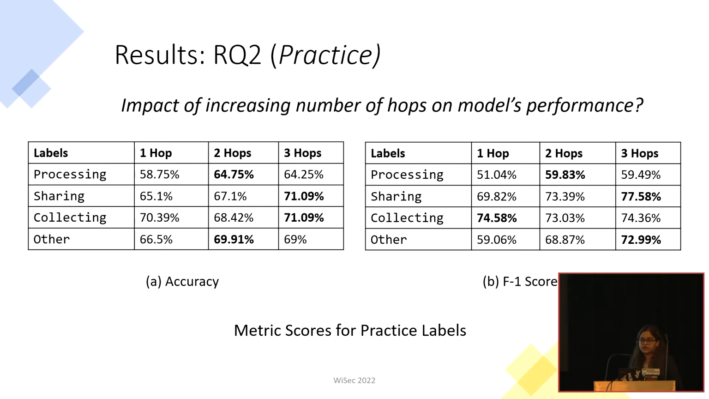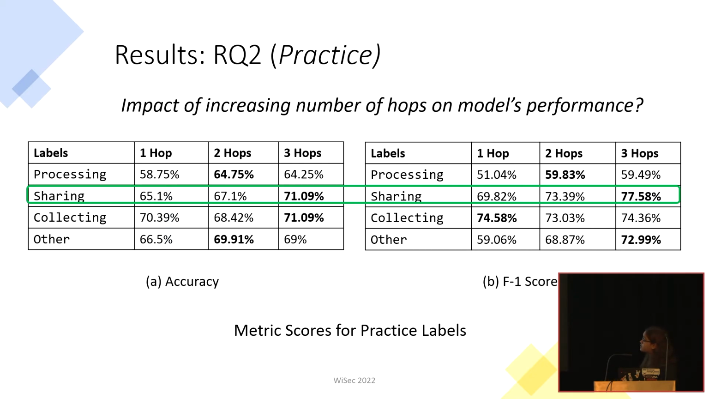So the reason could be that processing is a very complex task. You need to look at different cases such as calculating your location or changing values or retrieving certain information. So it might be one of the reasons that we did not receive better results for processing. However, for sharing, we noticed that the more hops we introduced, the better the model could predict, actually perform.